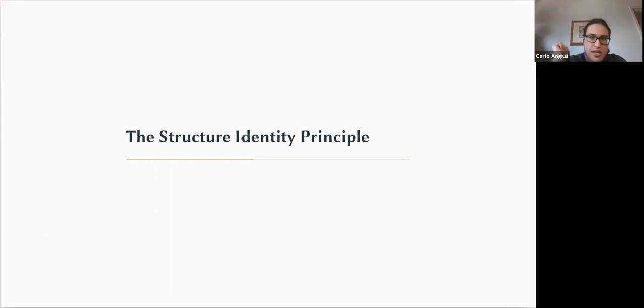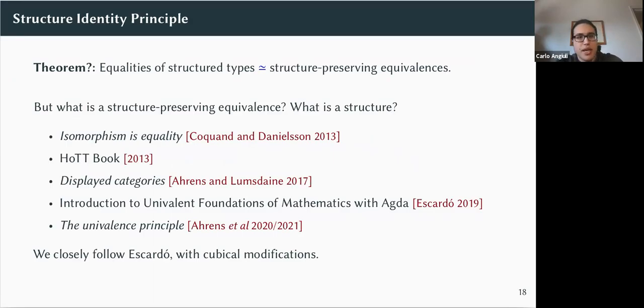So what is the structure identity principle? Well, it's an informal principle in some sense, which says that equalities of structured types are equivalent to structure preserving equivalences. Now, the reason I say that's kind of informal, though it looks pretty formal, is that you have to define what all of the words in this theorem mean. In particular, you have to say, what is a structure preserving equivalence? And in fact, what is a structure? What is a structured type?